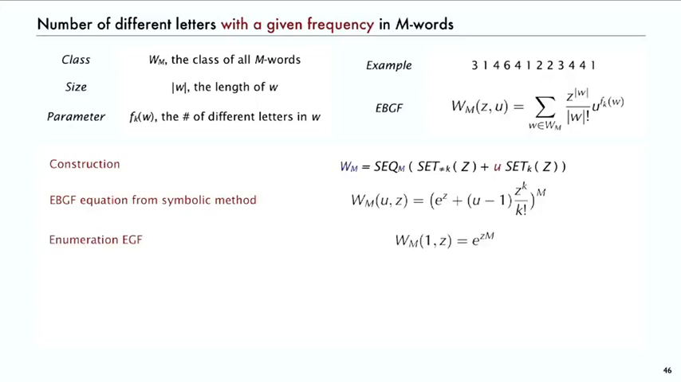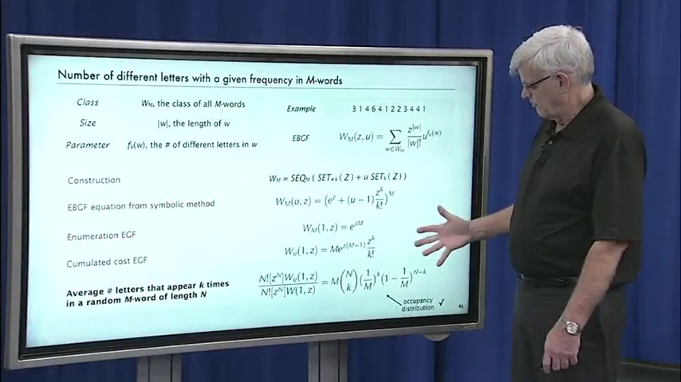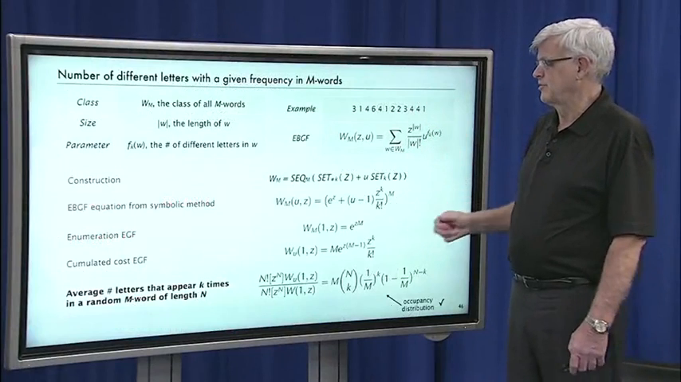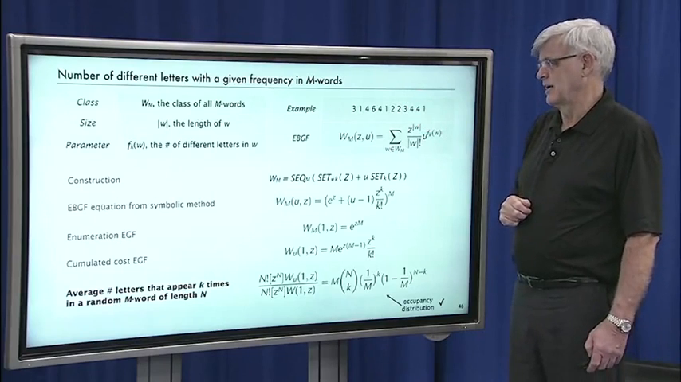And again, evaluate at 1, we get back our number of M-words. But if we differentiate with respect to u and evaluate at 1, essentially we show that the average number of letters that appear k times is M times n choose k (times the appropriate probabilities), and this is a familiar occupancy distribution, which is what we'd expect. Again, just showing a simple probabilistic derivation using the symbolic method for M-words.